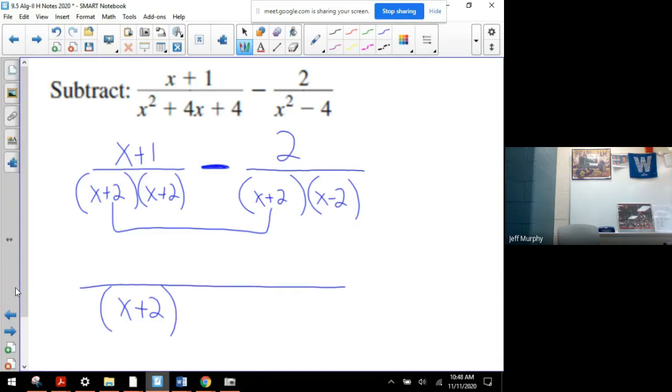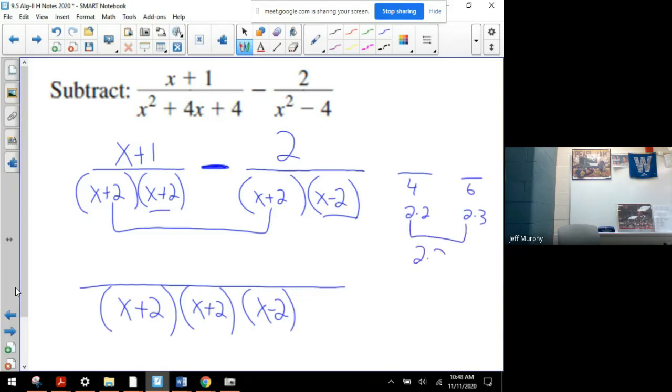And what's left? Well, I have another x plus 2. And then I have an x minus 2. Okay. Think of this as a denominator of 4 and a denominator of 6. 2 times 2, 2 times 3. What did they have in common? One set of 2's. What was left? A 2 and a 3. It's kind of the same basic idea, but we're dealing with it in terms of our factors, okay? So we restart.